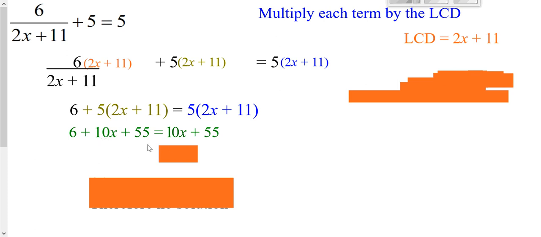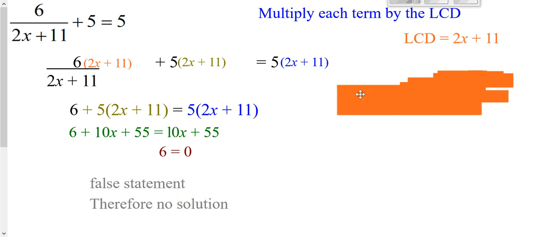We could subtract a 10x from both sides. We could subtract a 55 from both sides. Leaves us with a 6 on the left and a 0 on the right. Notice there's no variables left. 6 equals 0. Well, that's not a true statement. That's a false statement. So if you end up working it out and all your variables disappear and are canceled out and you end up with a false statement, then we'd write down no solution.